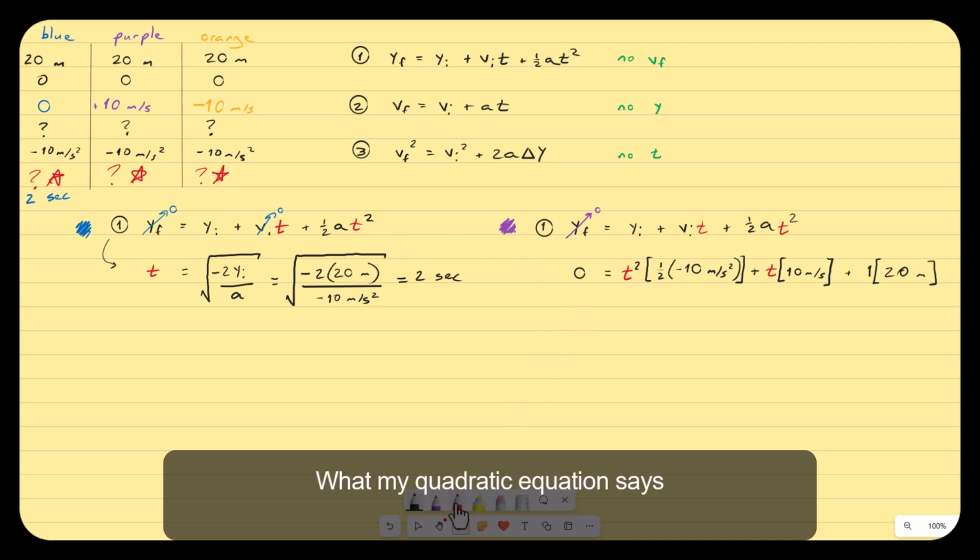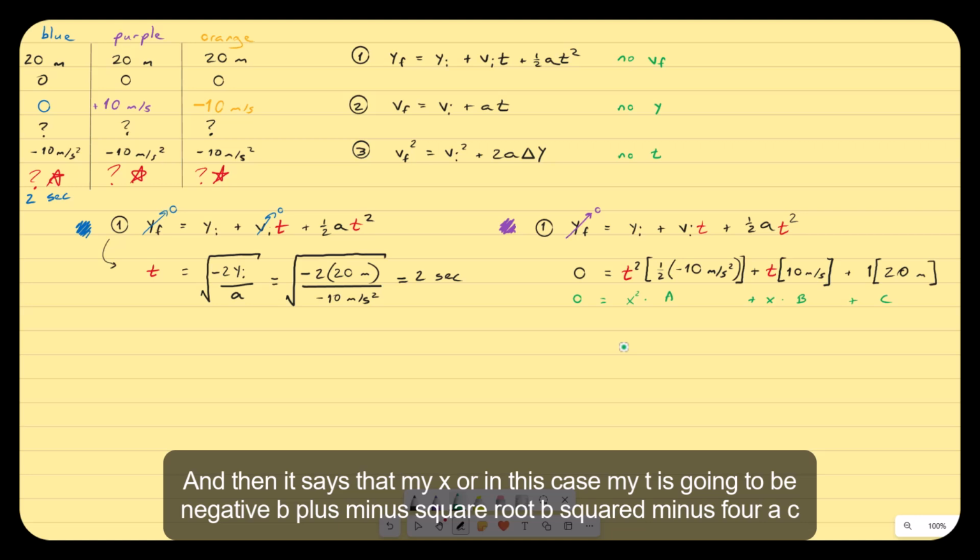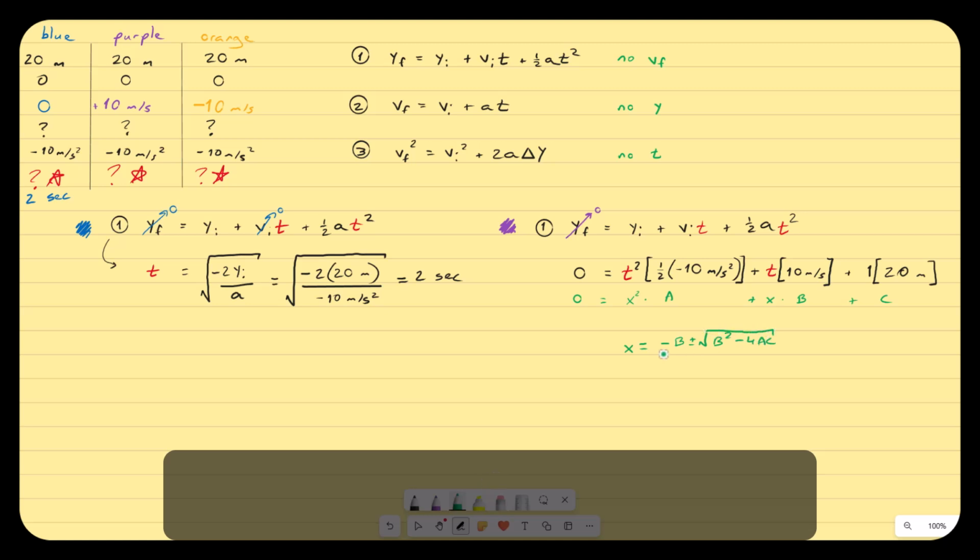What my quadratic equation says is that I want 0 equals x squared times a plus x times b plus c, or ax squared plus bx plus c. And then it says that my x, or in this case my t, is going to be -b plus minus the square root of b squared minus 4ac, all over 2a.